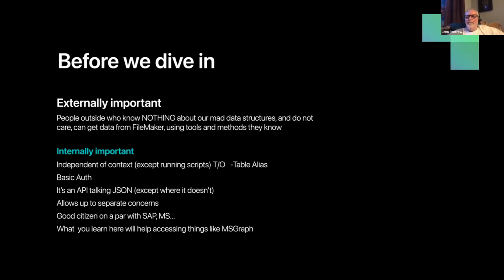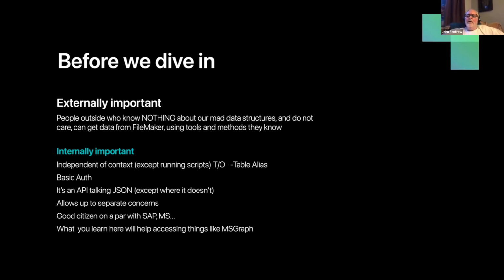OData is an API for FileMaker Server that you can talk to using all of the RESTful methods. It allows us to kind of split our work up. The big thing is that we just become a citizen with other systems that can do OData. SAP is mostly built on top of OData. All of Microsoft, the Microsoft Graph API, is built on top of OData.